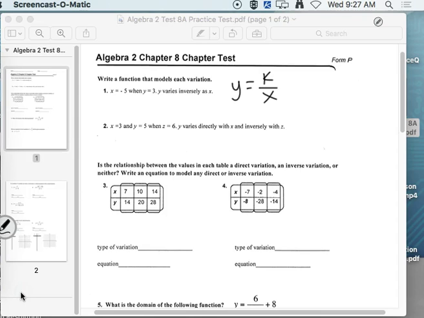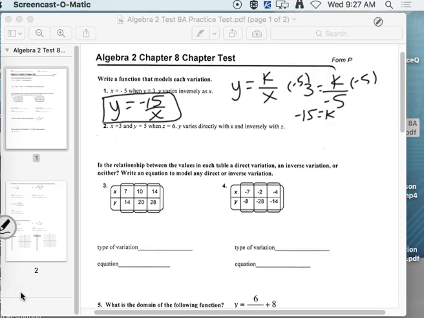Plug them in. Okay, so we got a 3 for y, and we've got a -5 for x. So how do we get k? Now, if k is -15, are we done? No. We absolutely do, and that's usually the step people forget.